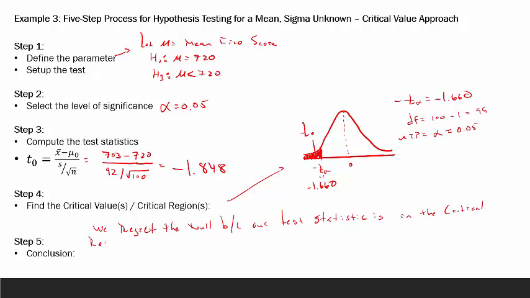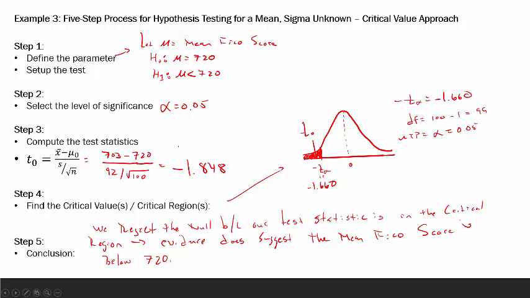So unfortunately, what that means is that there is evidence that does suggest the mean FICO score is below 720. So on average, Americans don't have very good credit. Which is unfortunate that this is what this test said.